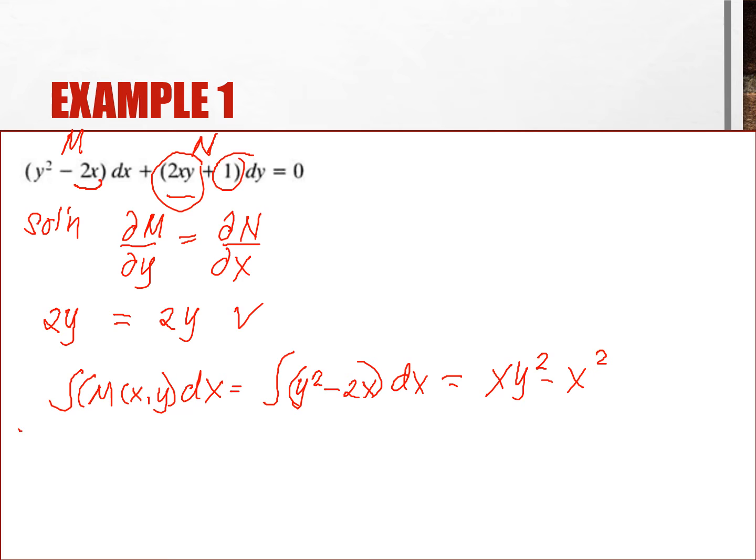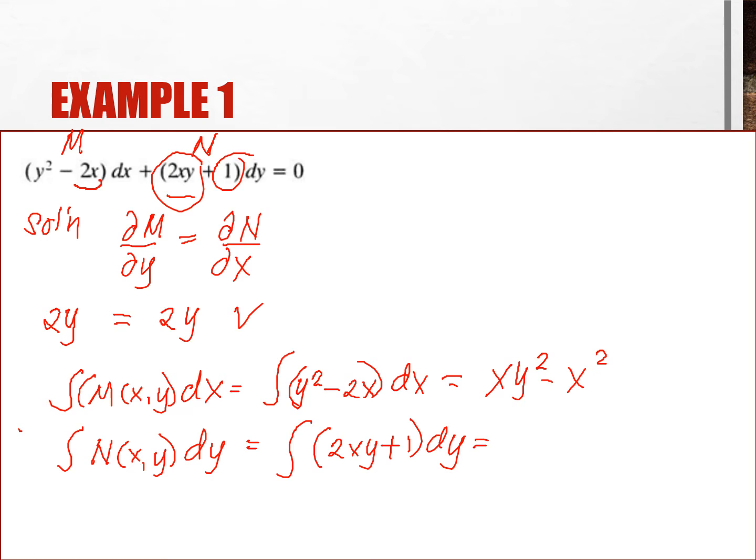On the flip side, we have the integral of N(x, y) dy. So we integrate xy plus 1 dy, integrating it with respect to y. So we have x y squared plus y. And we believe that there is a function combining both, a function of x and y, which is equal to c.